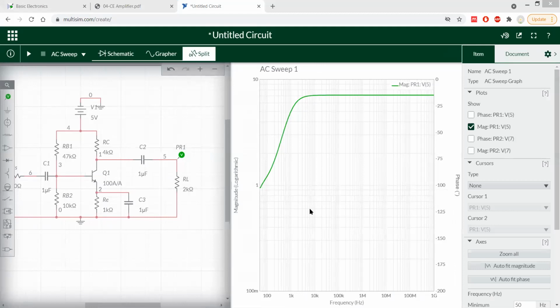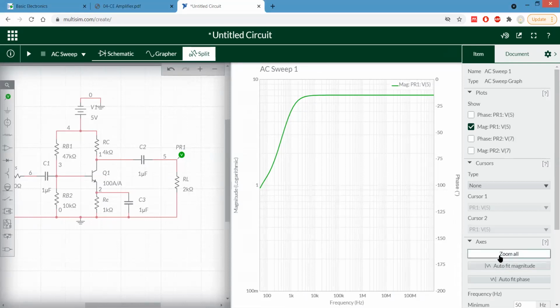Till 1 gigahertz it is there, meaning it is not decreasing, but it should decrease. Zoom all. It is not running.